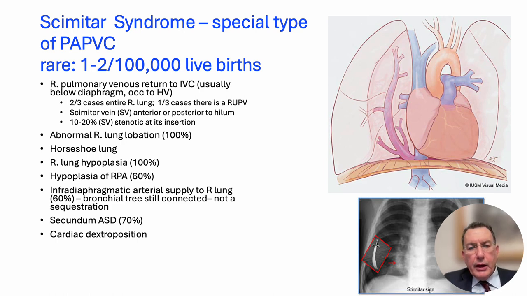Typically, the right lung and the right pulmonary artery are hypoplastic, and in more than 50% of cases, there is also abnormal arterial supply of the lung by systemic arteries arising from the infradiaphragmatic aorta. However, this is not sequestration, as there is normal lung parenchyma connection to the airway. The heart is frequently dextroposed, and pulmonary hypertension and a secundum atrial septal defect are very frequently present.